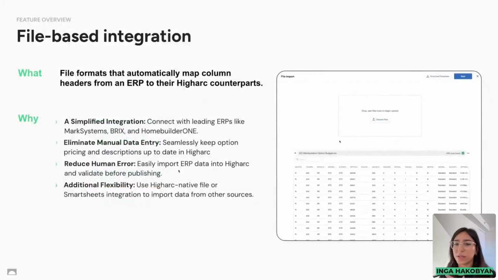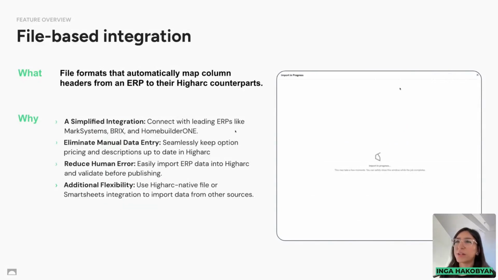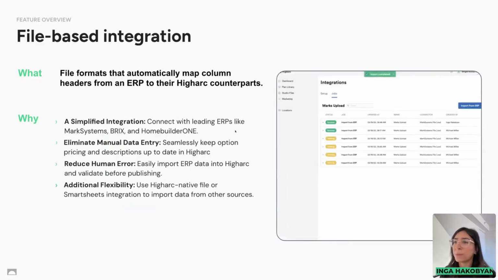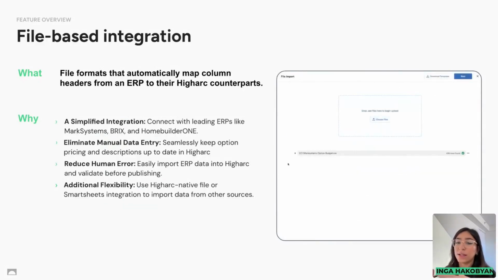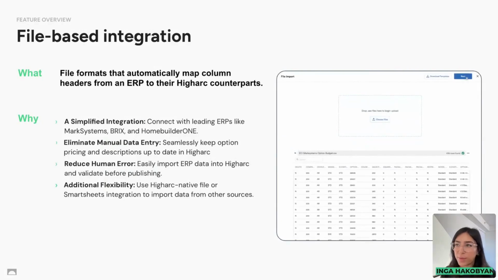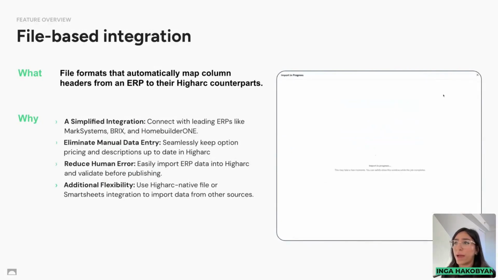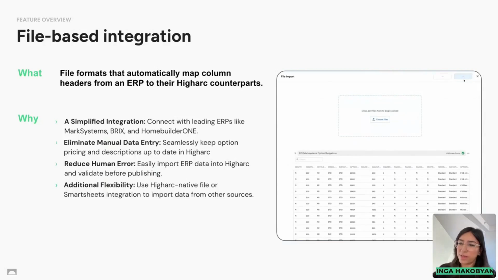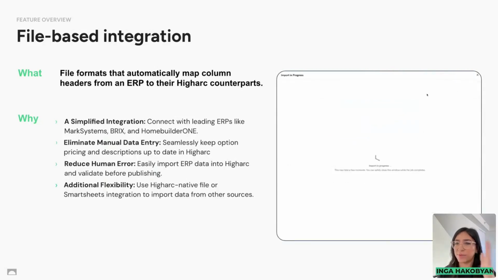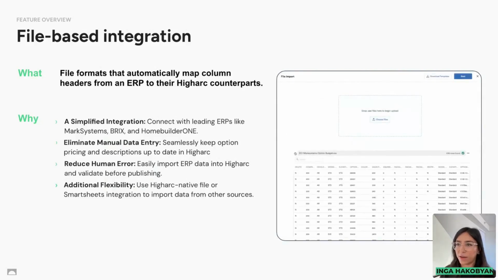The way that we're going to enable this flow of data into Higharc, with a little sneak preview here, is with a file-based integration. This is a collection of file formats, CSV formats, that automatically map the column headers that you have in your ERP, such as that of ECI's MarkSystems - BRIX, and says this column inside MarkSystems is equivalent to this column inside Higharc, and allows you to dump that data out of your ERP and import it directly into Higharc.